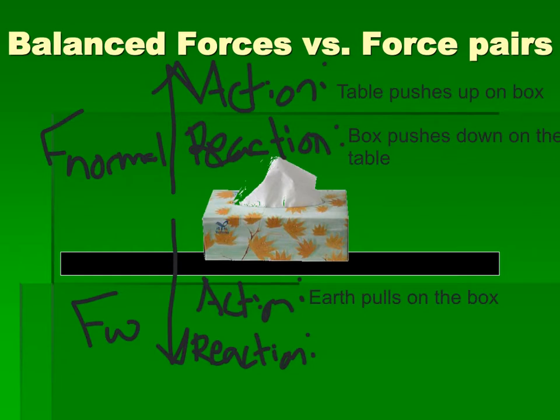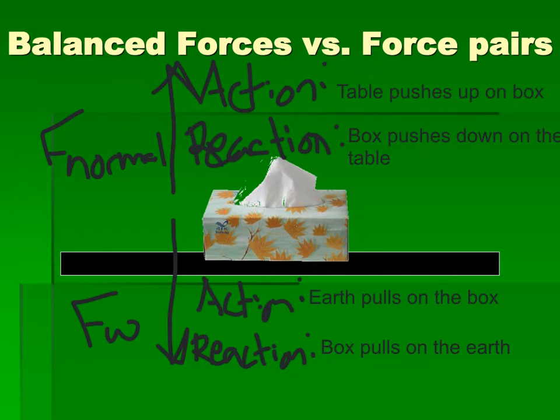So if our action then is earth pulls on the box, and that's what gives it force of weight, well, what's the reaction? We have to use these same two objects. So in this case, the reaction is the box pulls on the earth. And that can seem a little weird, but at the same time, any object that has mass exerts a gravitational pull, and we're focusing on specifically force of weight.